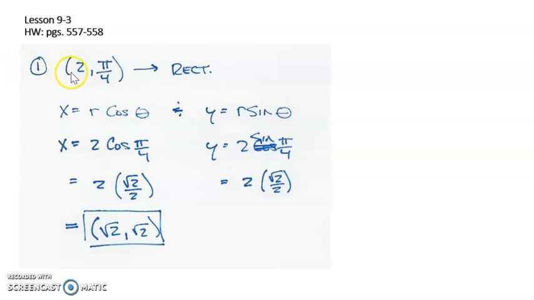Here in number 1, we are given a polar coordinate. Remember, this is our distance, and this is going to be the directed angle. And so that's going to be a polar coordinate, the distance from the origin at that directed angle. So this will be at 45 degrees, and we want to get the rectangular coordinates.